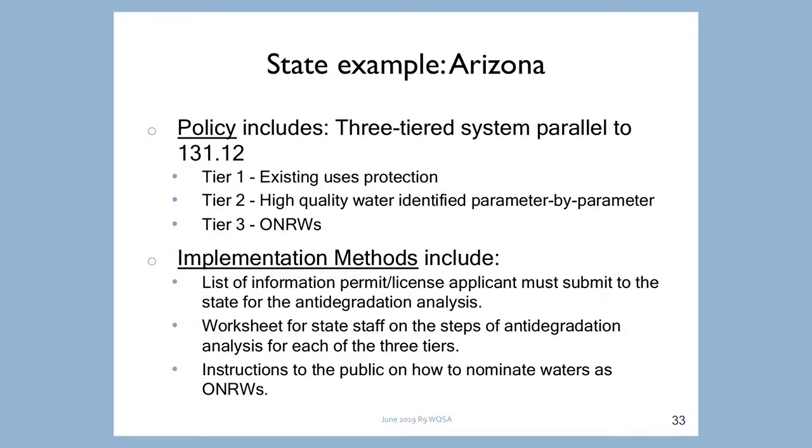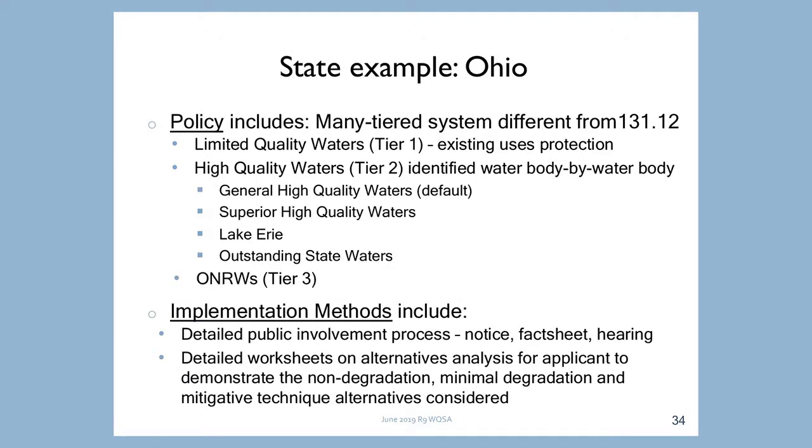So these are just examples, which I will go ahead and skip. You guys can read those. Those are pretty easy. They just tell you different things about how states structure their implementation methods versus their tiering system.